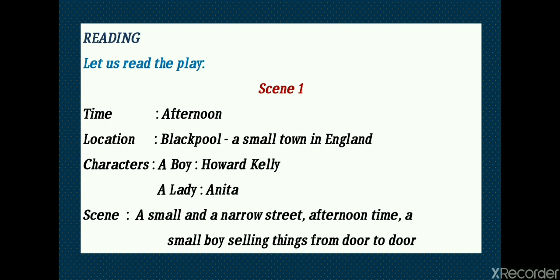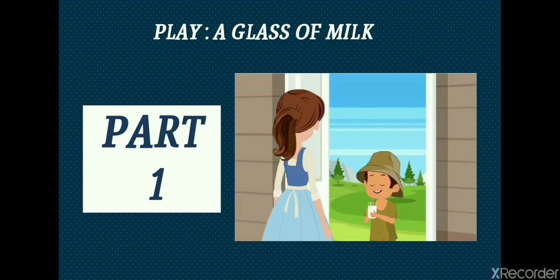So you should keep in mind that in a play we get the setting, we get the characters, and we get the entire dialogue between these characters. In this beautiful play, we have seen everything that is related to the development of the story, but it has been done through a dialogue between Howard Kelly and Anita. I'm sure you understood this genre with this session. In the next lesson, we are going to read the remaining scenes of this play. This play can be performed on the stage also, and you all can be the participants. This was all about the part 1 of the play A Glass of Milk.